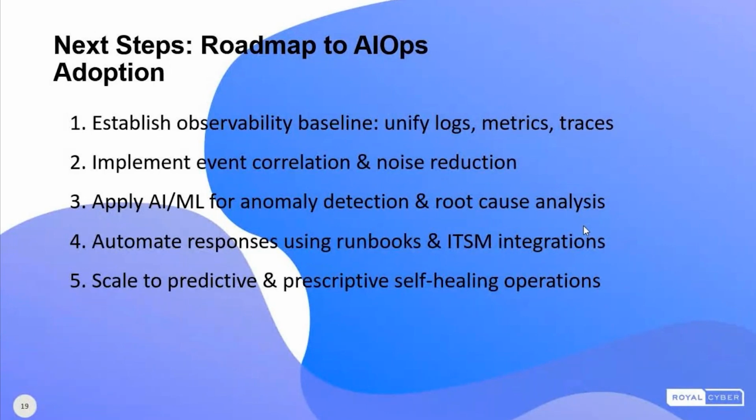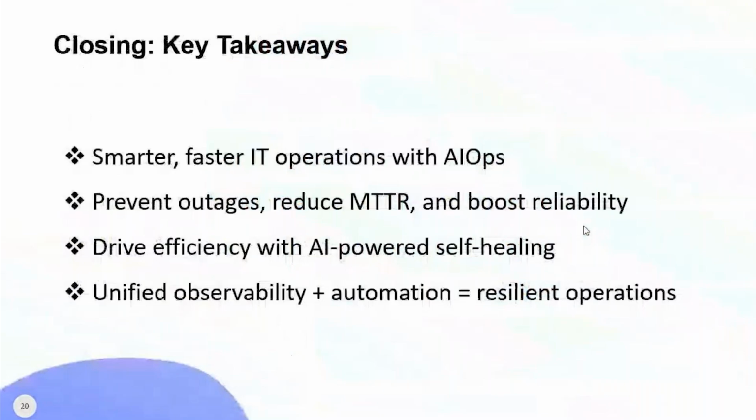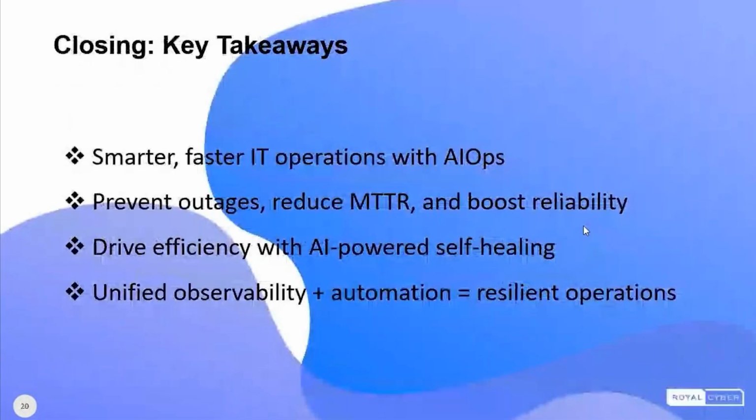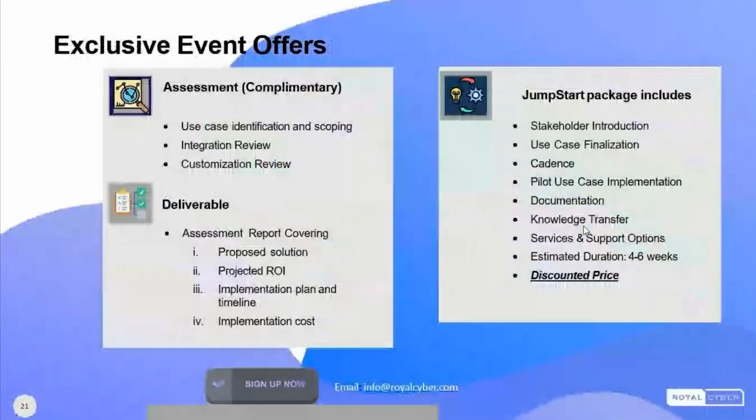So AIOps is not only an observability tool, but also a resolution tool. You can observe your environment and you can also automate fixing the issues. It is smarter, faster IT operations with AIOps. It will prevent outages, reduce MTTR, and boost reliability, driving efficiency with AI-powered self-healing, unified observability plus automation, and resilient operations. So this is all about AIOps.